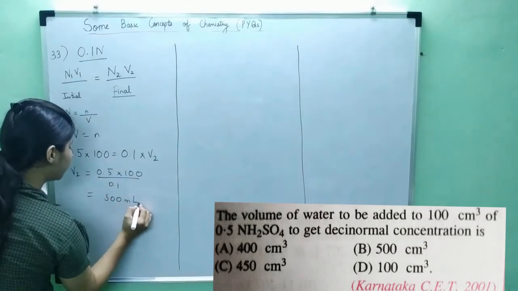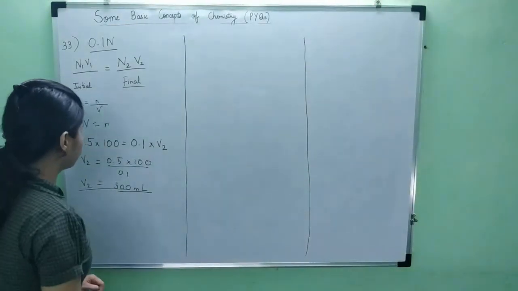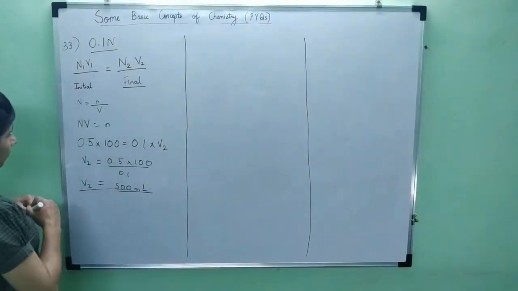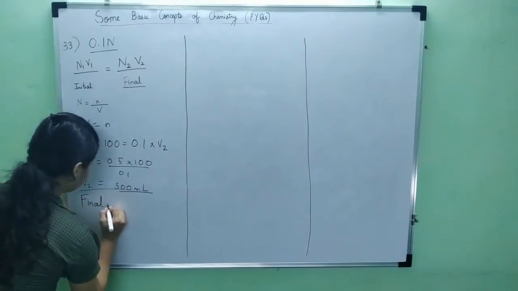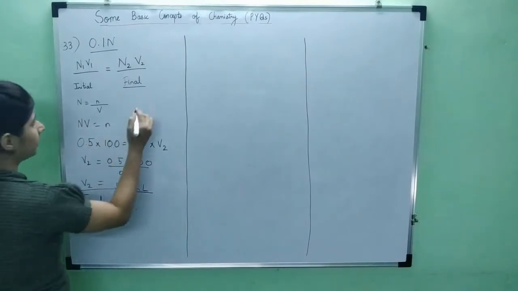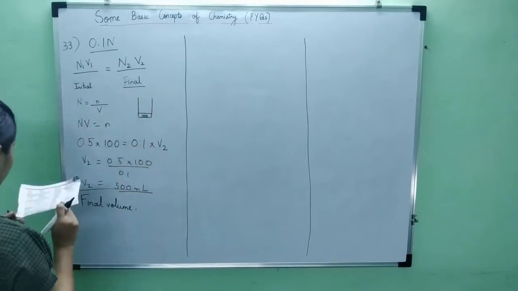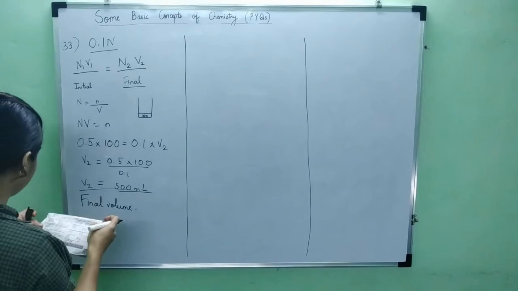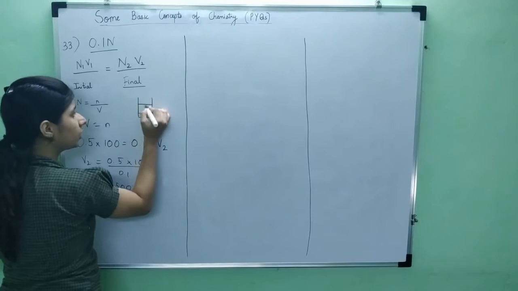So if you think that 500 is the answer, no. Now 500 is the final volume of the solution. Initially it was filled with 100 ml. Here let's say it is 100 ml of solution, and we want 0.1 normal solution. Now what they are saying is the final volume is 500. So now this total is 500.